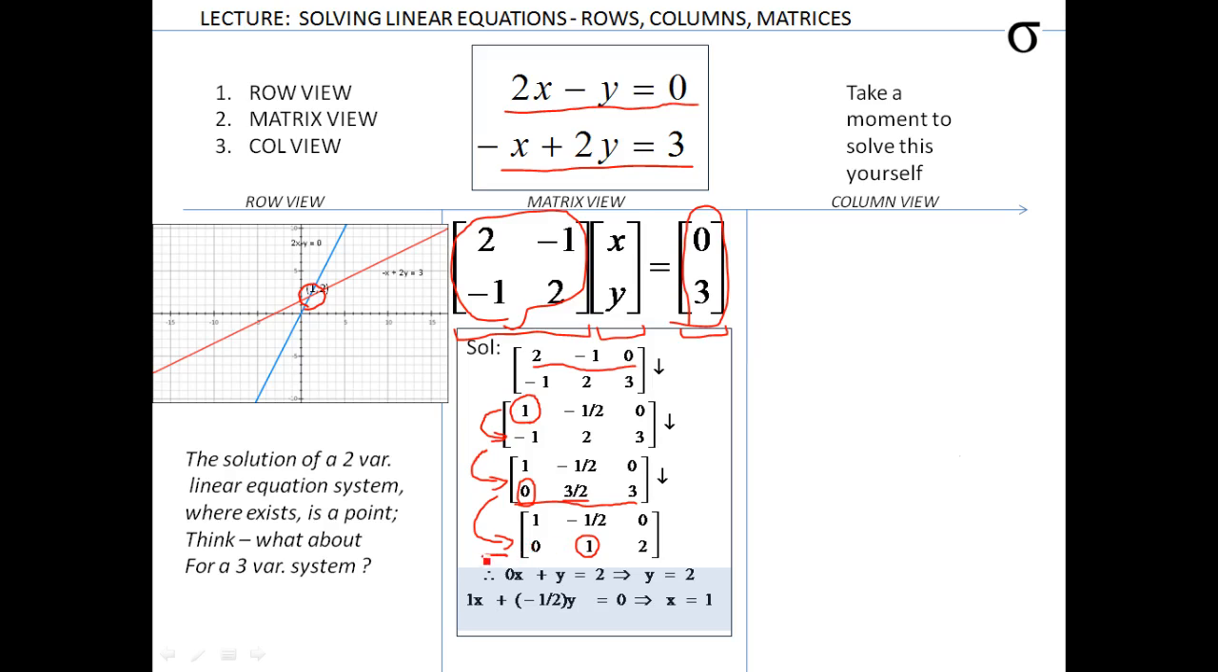Now from here, you recreate your equation set. You get 0x plus y equal to 2. That is your lower line. The upper line is x minus 1 by 2y, which is 0. So you have y equal to 2 and x equal to 1, which is of course the same thing that you have here.